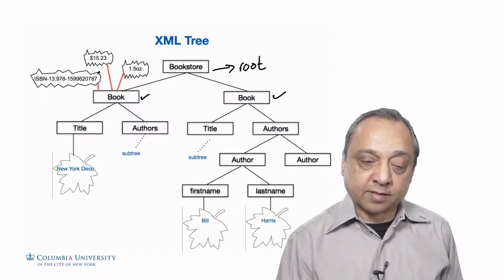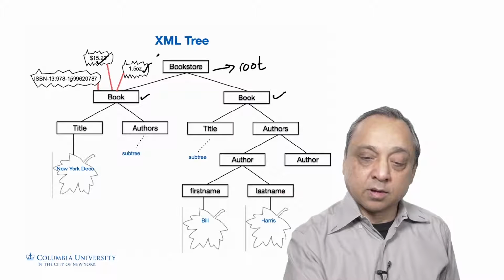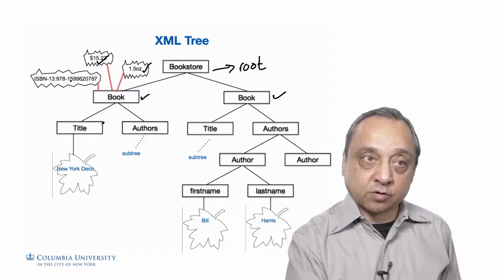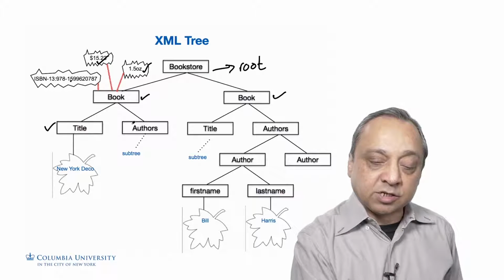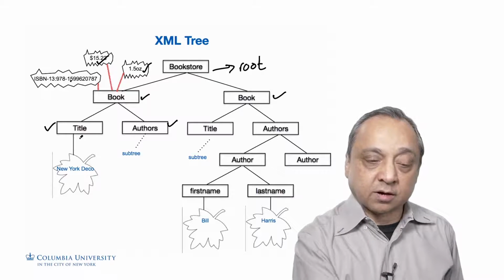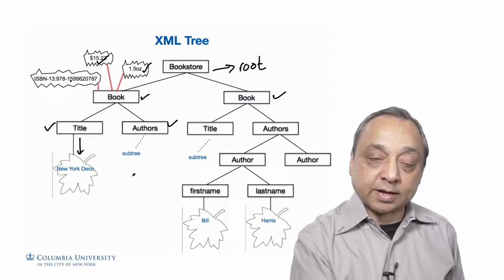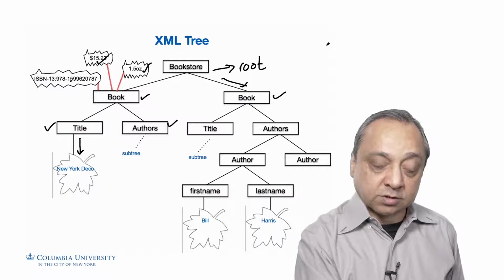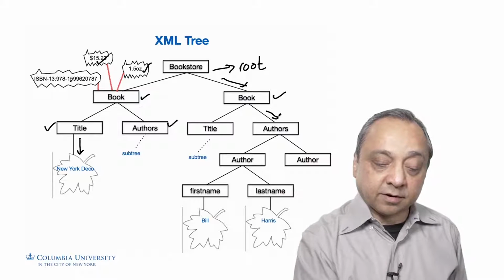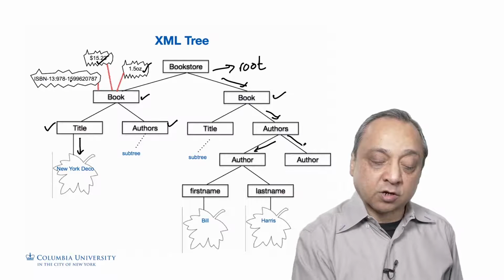In the tree, we find that the root of the tree is a bookstore. And under the bookstore, we've got two books, book 1 and book 2. Each book has a bunch of attributes. Here, I haven't listed them all, but we can see that this book, for example, has an ISBN, a price, and a weight. Then under the book, there are two nodes or elements. One is the title and the other is the authors. And then there is the actual data itself, the title of the book, New York Deco.